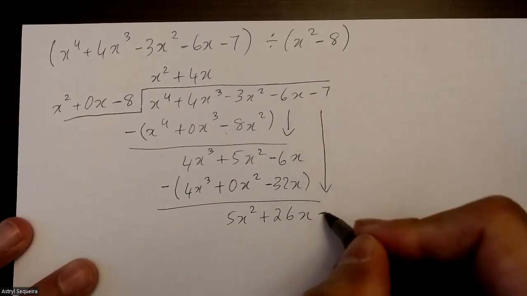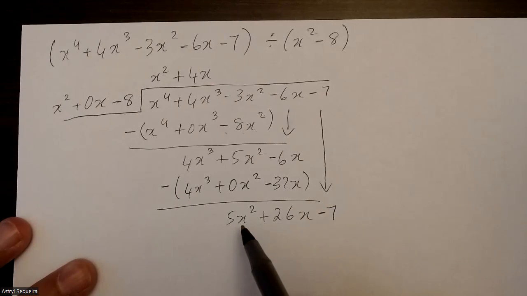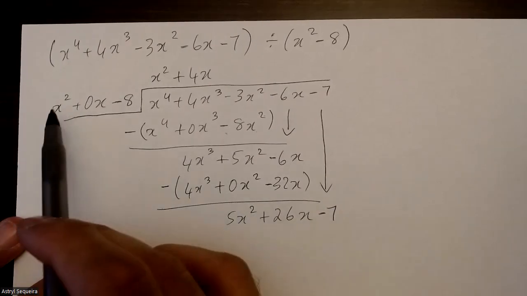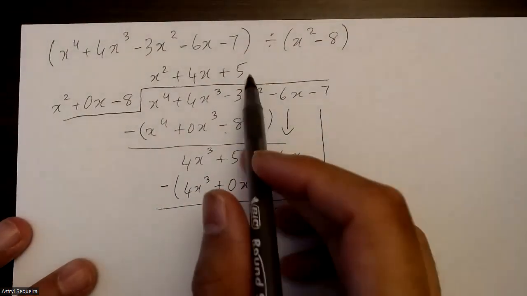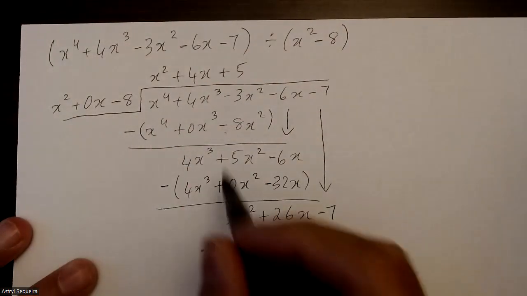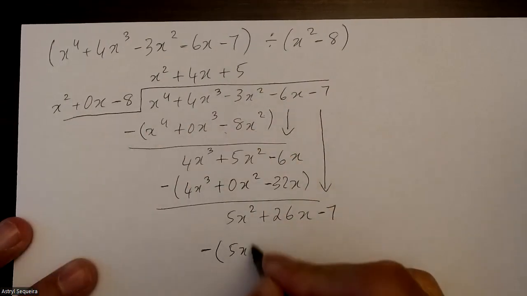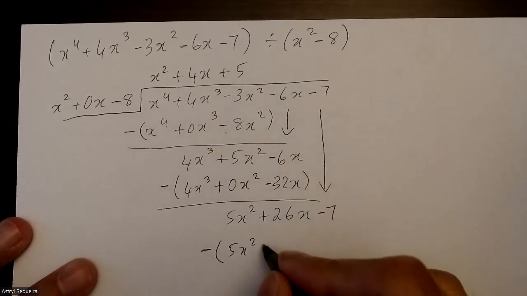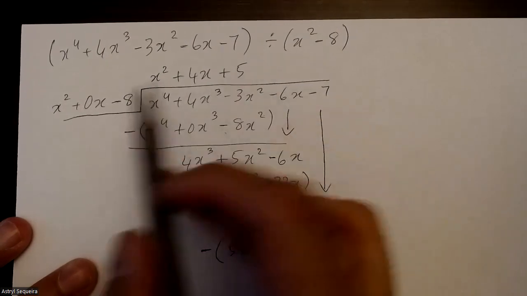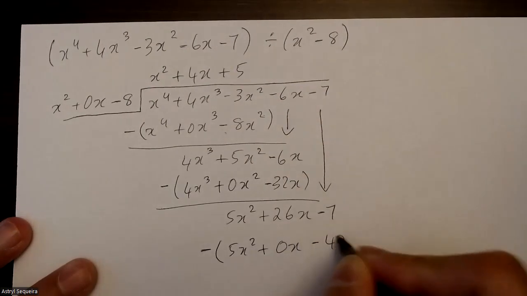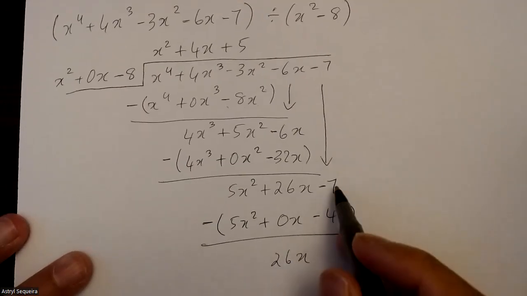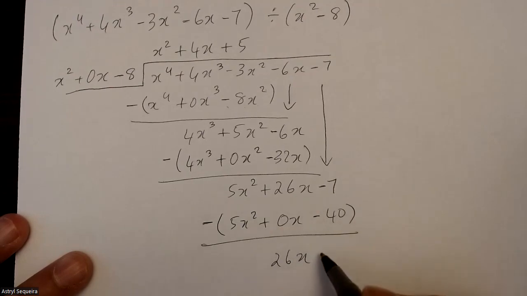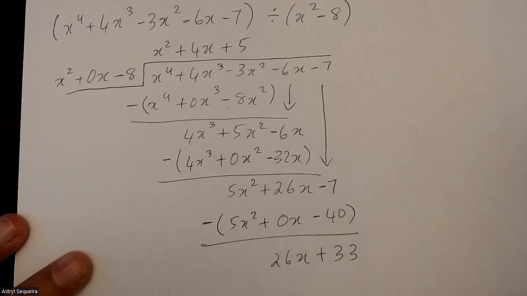Bring down the last term. So this is the last time I'm going to do the same steps. 5x squared divided by x squared is just 5. And then I'll do 5 times this whole expression and subtract it here. So 5 times x squared is 5x squared. 5 times 0x is just 0x. 5 times negative 8 is negative 40. I'll do the subtraction. So I get 26x. Negative 7 plus 40 is plus 33, and this is just my remainder.